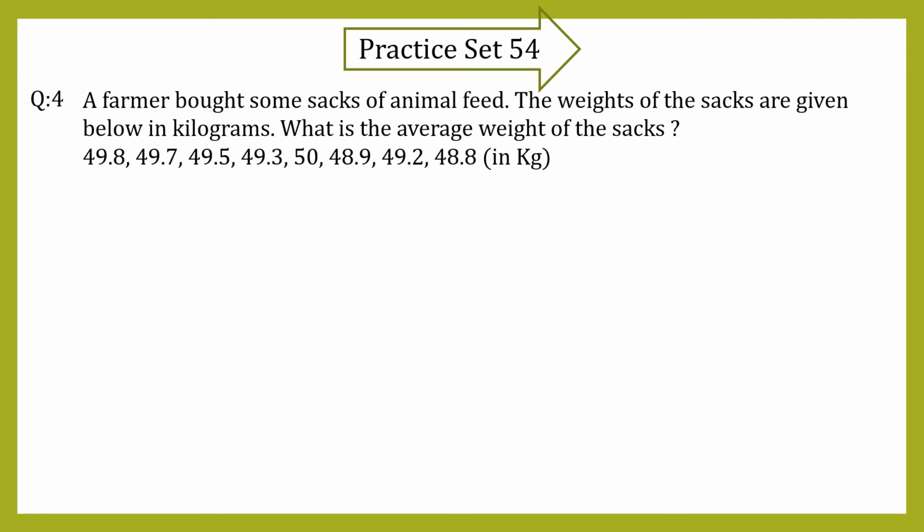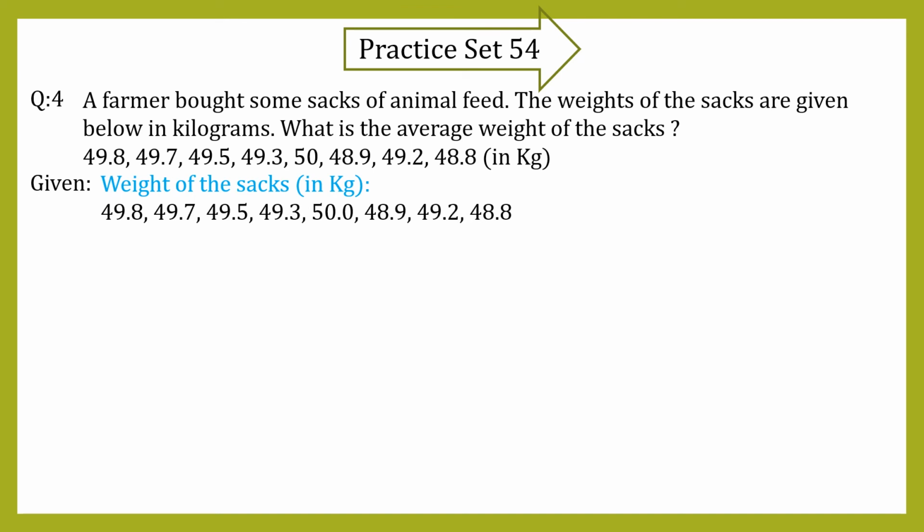49.5. Fourth, 49.3, and likewise 50, 48.9, 49.2, 48.8 kgs. Now we need to find out the average weight of the sack that is filled with the animal feed. Now let's go on with the first step, that is given.